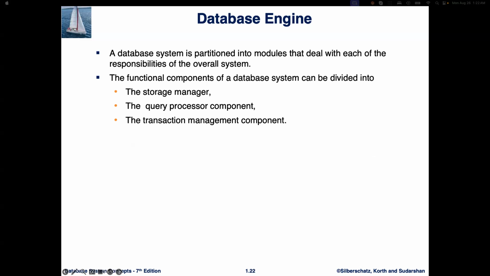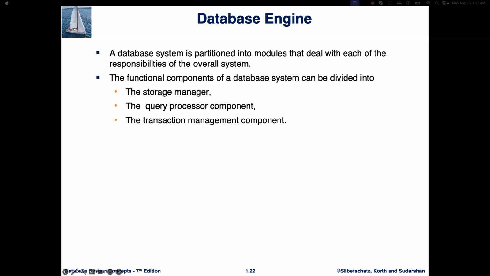The database system is a complex piece of software designed to manage large amounts of data efficiently. To handle its various tasks, a database system is divided into different modules, each responsible for a specific function. Let's look at the main functional components of a database system.